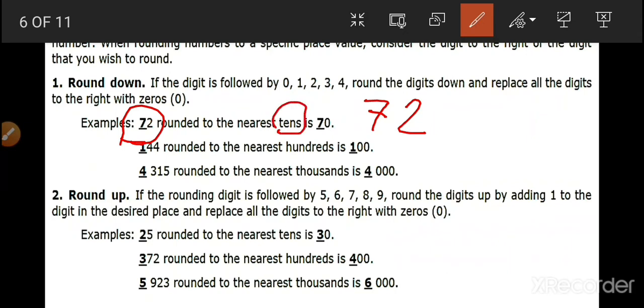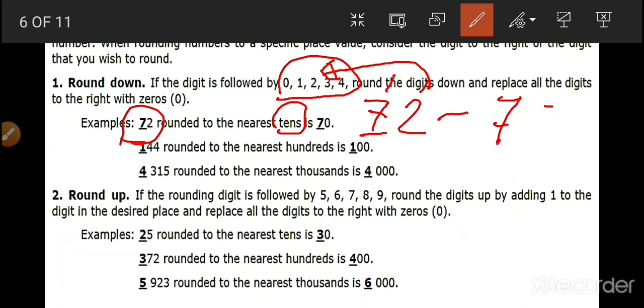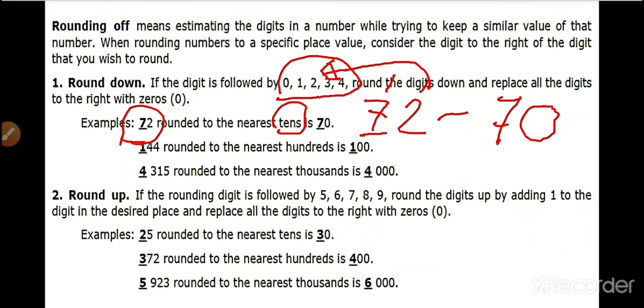Okay, so we locate tens. Using the place value chart, we can state that this is ones and this is tens. So you underline the tens value and it's 7. Okay, according to the instruction, if the digit is followed by 0, 1, 2, 3, and 4, okay, then we replace all the digits to the right with zeros. And since 2 can be found in this rounding down, so we need to replace it with 0. So 72 will become 70.